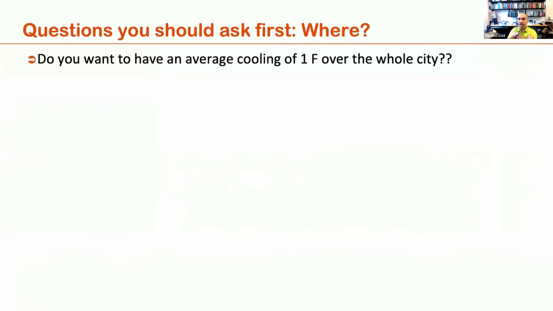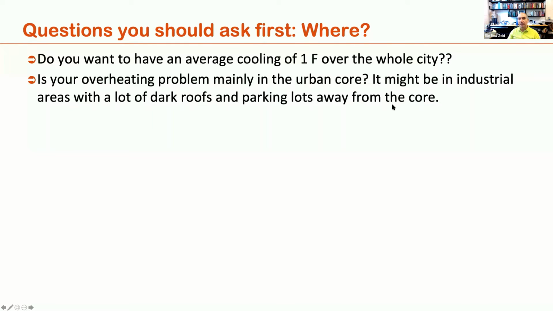So we talked about which UHI. Now let's ask the question where. The UHI is not a constant parameter in space. It varies over the whole city. We said that the surface UHI can vary at the centimeter scale. So what is your goal space-wise? Do you want to have an average cooling of 1 Fahrenheit in the whole city? Or is your goal to reduce some severe overheating problem in the urban core? And it might not be in the urban core. In some cities, actually, the hottest temperatures are not in the urban core. They might be in some close suburbs that are very industrial and have very large parking roofs and little vegetation.